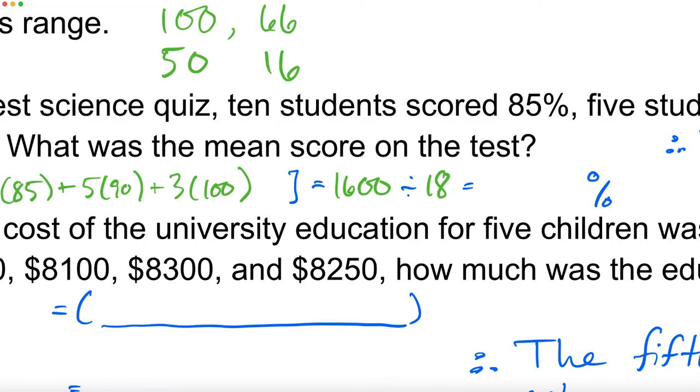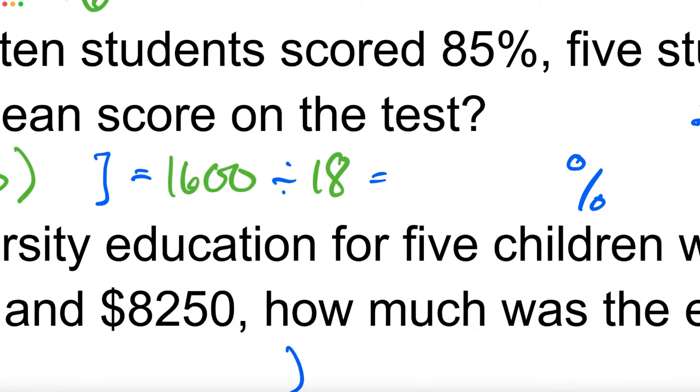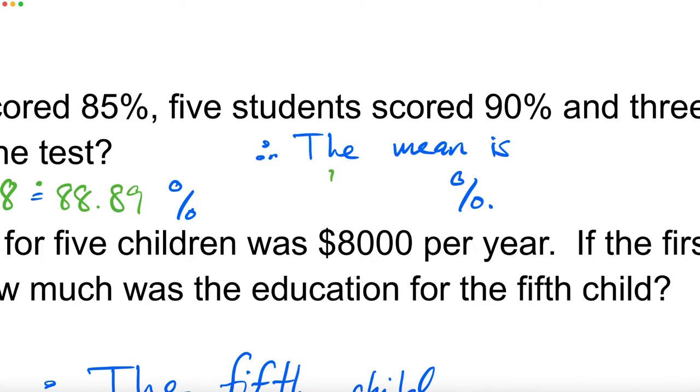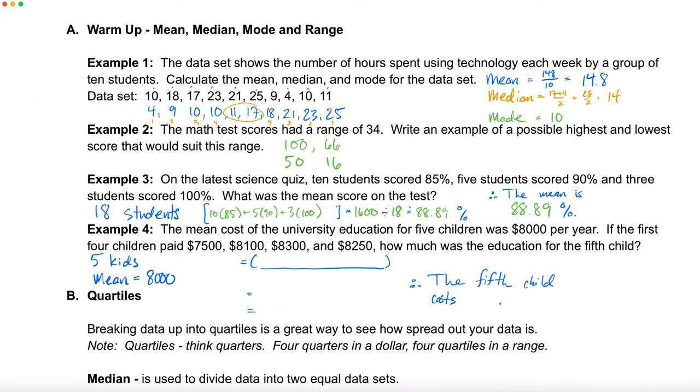Divide that by 18, so that comes to 88.88 repeating. 88.89 if we're rounding it, so approximately 88.9%. So therefore the mean is 88.89%. That's approximate, of course, because we did some rounding, but there you go.